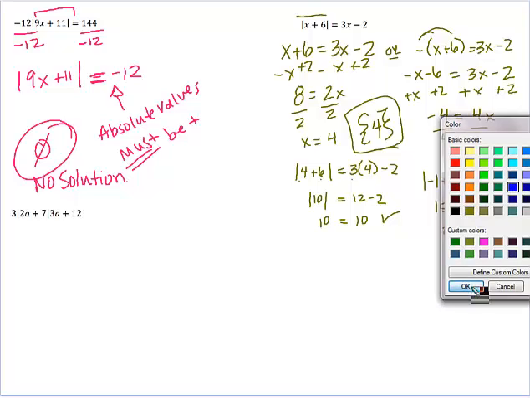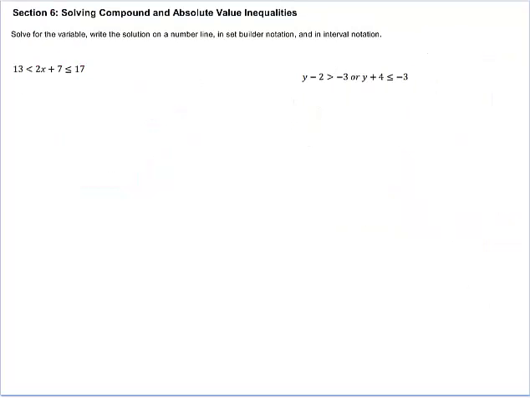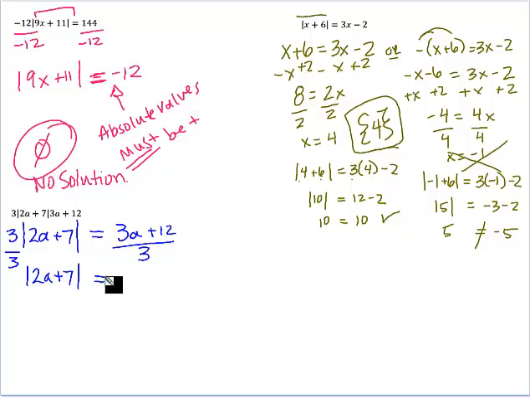All right, and then we will do one last example here. There's no equal sign. So this should say 3 times the absolute value of 2a plus 7 equals 3a plus 12. Now we need to get the absolute value isolated first. So we're going to divide both sides by 3. So then we have the absolute value of 2a plus 7 equals, when you divide the right-hand side by 3, make sure you divide the 3a and the 12. So that's equal to a plus 4.